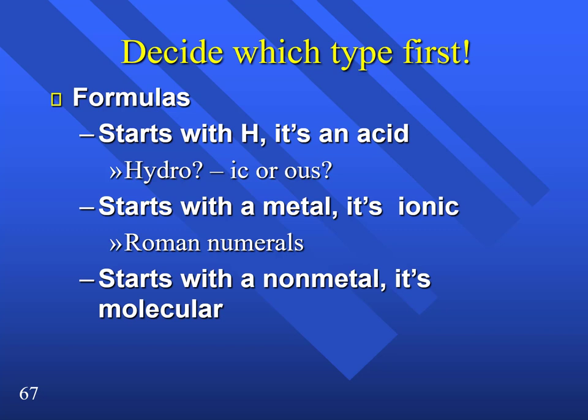If it starts with a nonmetal, it's molecular, and that means you're going to have prefixes. So you're going to start with a name, and if that name has hydro, you know what to do. If it doesn't have hydro, it depends on if it ends in ic or ous. If you see Roman numerals, you know it's ionic. But if it starts with a metal, it's ionic.